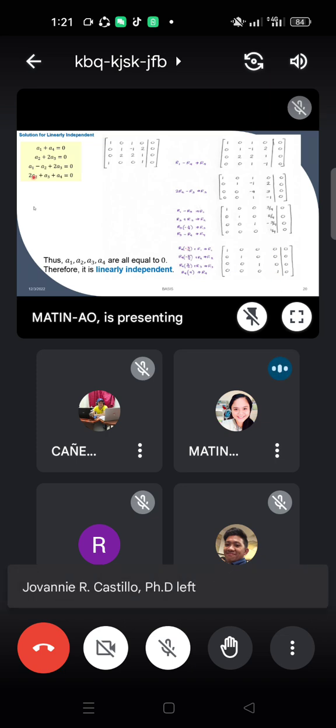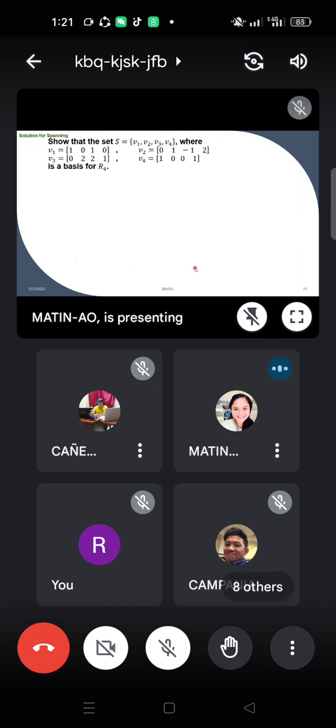Okay? So, therefore, it is linearly independent. How about this? To show that S spans R4, we let B equal (A, B, C, D), any vector in R4.